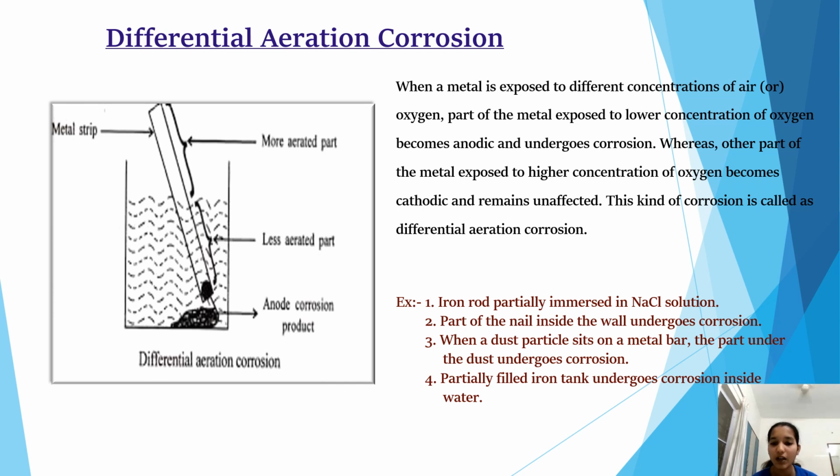Example, iron rod partially immersed in NaCl solution. Part of a nail inside the wall undergoes corrosion. When a dust particle sits on a metal bar, the part under the dust undergoes corrosion. A partially filled iron tank undergoes corrosion inside water.